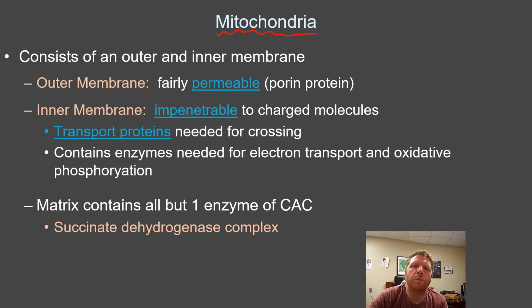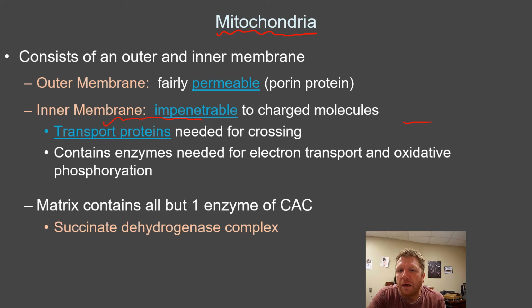The inner membrane would be much like the rind of the orange. Virtually nothing's going to get through there. And that inner membrane is that orange rind. This is impenetrable to charged molecules. Transport proteins are needed for actually crossing this membrane. So there has to be something there to facilitate the migration of molecules across that membrane.